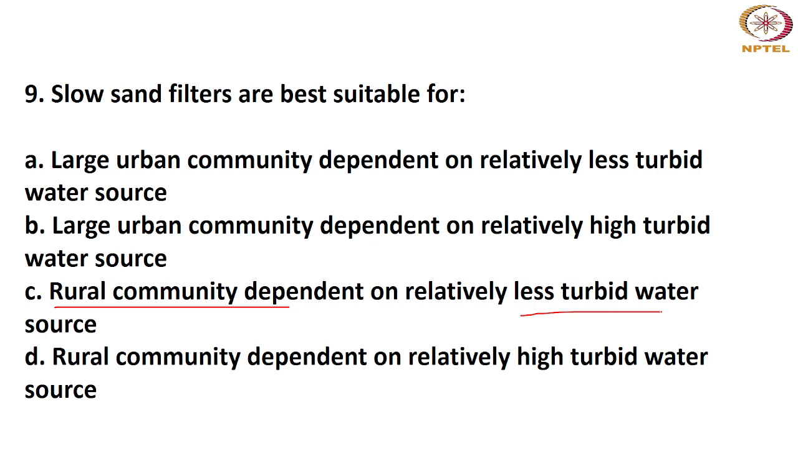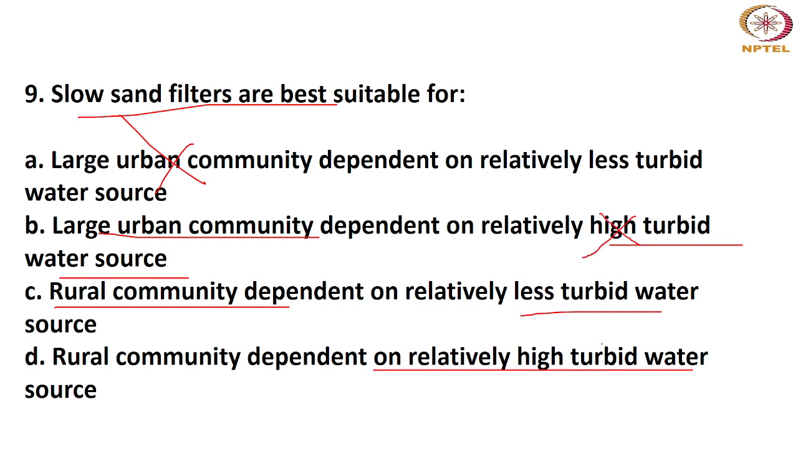But in case of a large urban community, we cannot go for this kind of filter because we need a higher quantity of water, right? In a slow sand filter, the rate of filtration is very low, so it cannot be applied. Then a large urban community with a highly turbid water source: no, if the water source is highly turbid, it will clog the sand filter easily. Then a rural community depending on relatively highly turbid water: no. The population is less, but the turbidity of the water is very high.